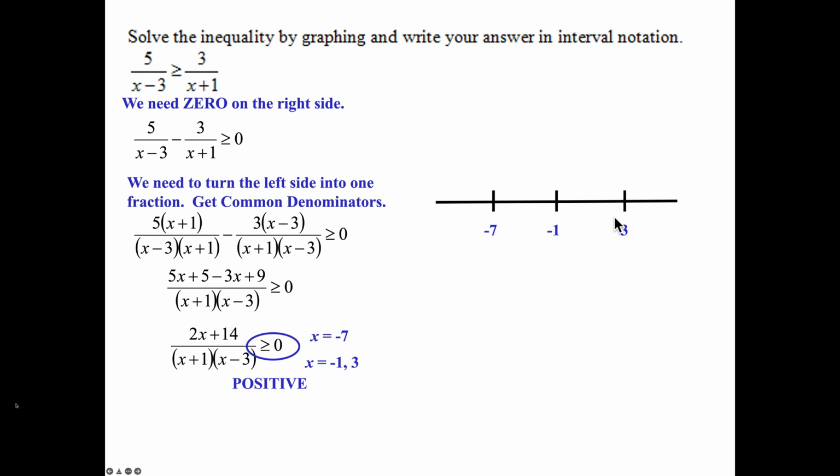-7, -1, 3. It's a positive 2x, a positive x, and a positive x. All 3 are positive, so the right region is positive. And then we're alternating our signs to the left.